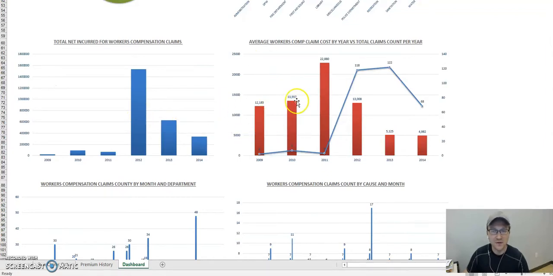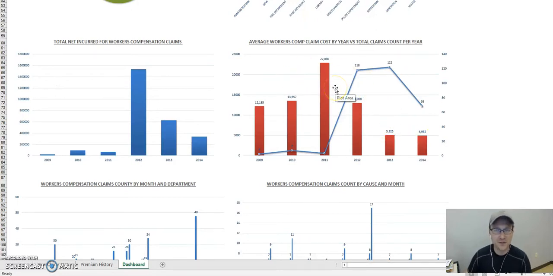So as we move to the second chart, we're looking at the average cost of each workers' comp claim versus the total number of claims that we have each year. And so we have really good data from 2012, 13, and as you can see, when this data was collected, it was about halfway through 2014. So you could see that trend. There's actually a positive trend there where the average cost of each claim is going down.